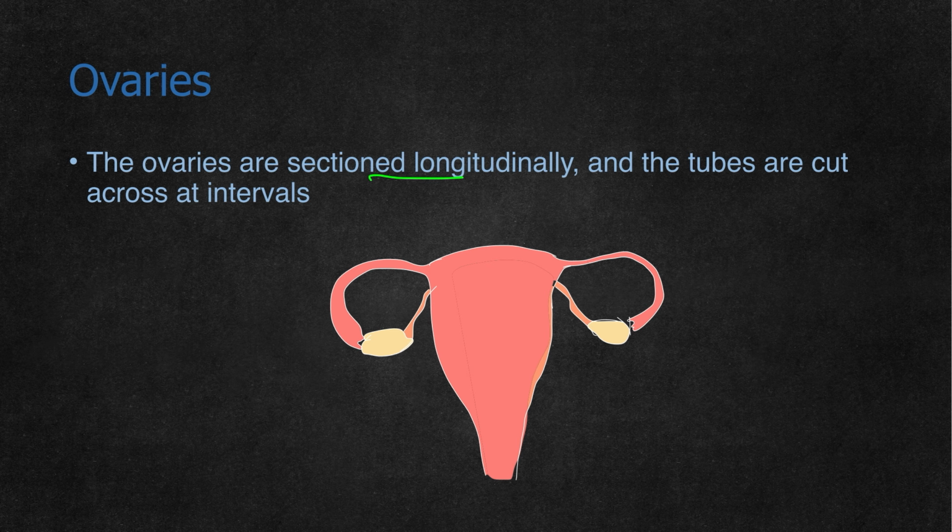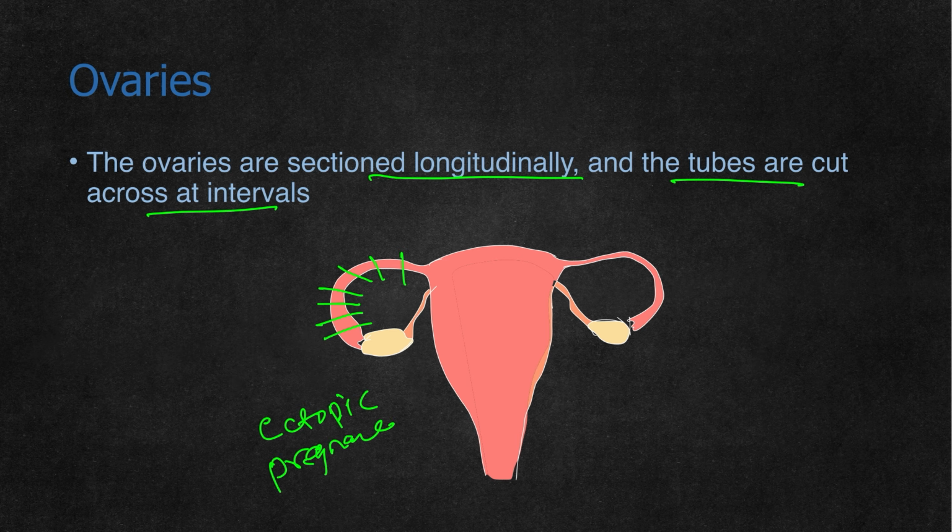The ovaries are sectioned longitudinally and the tubes are cut across at intervals. The fallopian tubes are cut at multiple intervals to look for any ectopic pregnancy. Many times ectopic pregnancy cases are present where the female may not know it, and an ectopic pregnancy may be lost, and it is sometimes one of the reasons for accidents. For that suspicion, the tubes have to be sectioned at multiple intervals. Ovaries are sectioned longitudinally and tubes are cut across at intervals for examination.